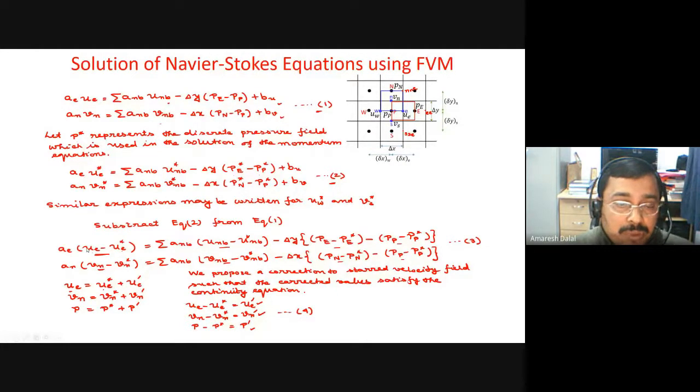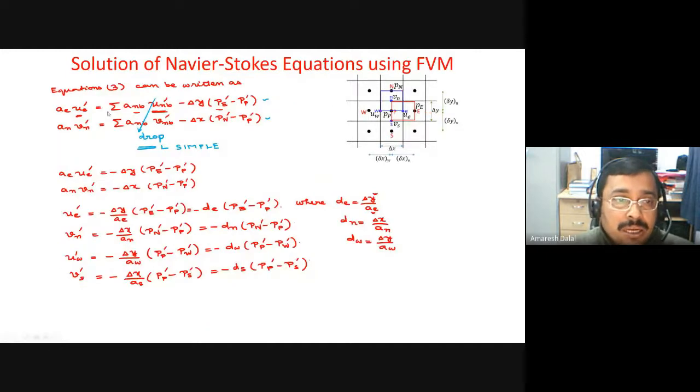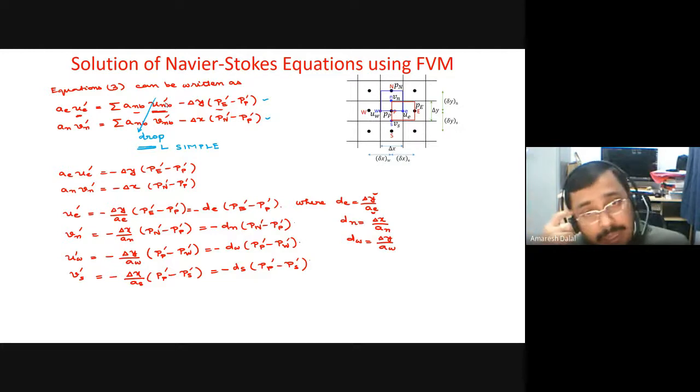So if we invoke these here, then we will get the equation like this. So these are known as velocity correction equations, Ue prime and Vn prime. And now we can see this term, summation of Anb and Unb prime. So now at the neighbors also you need to know what is the correction of this velocity, and this will also involve the other neighbors' correction velocity. So obviously it is very cumbersome to calculate.